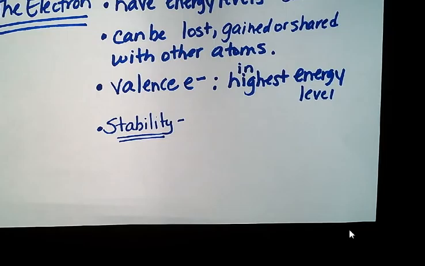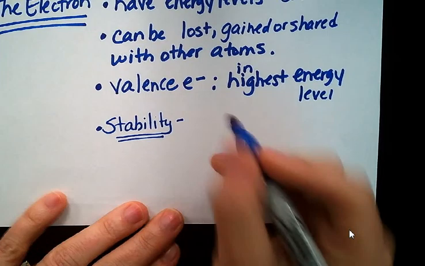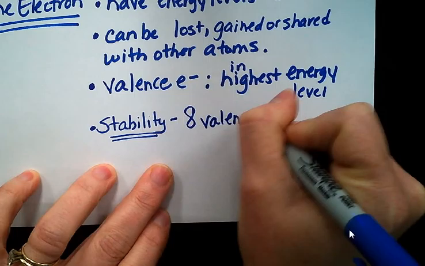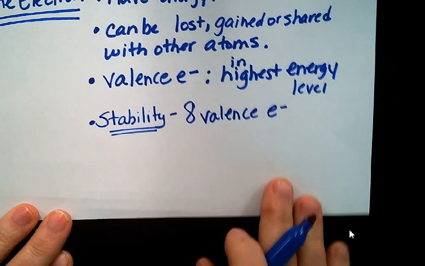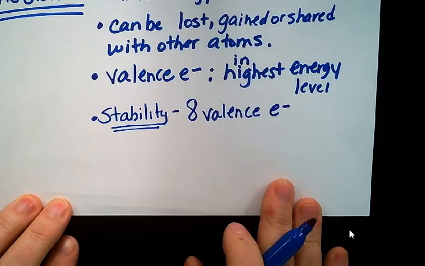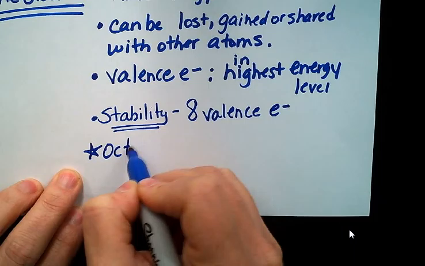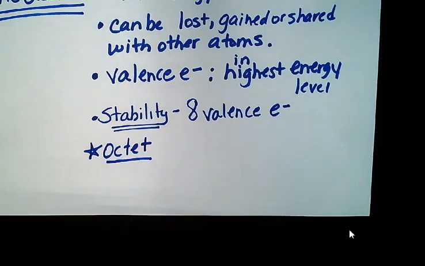And if they're stable, they have 8 valence electrons. All right, and this has a special name. So stability comes when you have 8 valence electrons. This is known as the octet rule. That's a weird word, right? When I wrote that down, I was like, is that the way you spell octet? That looks weird.